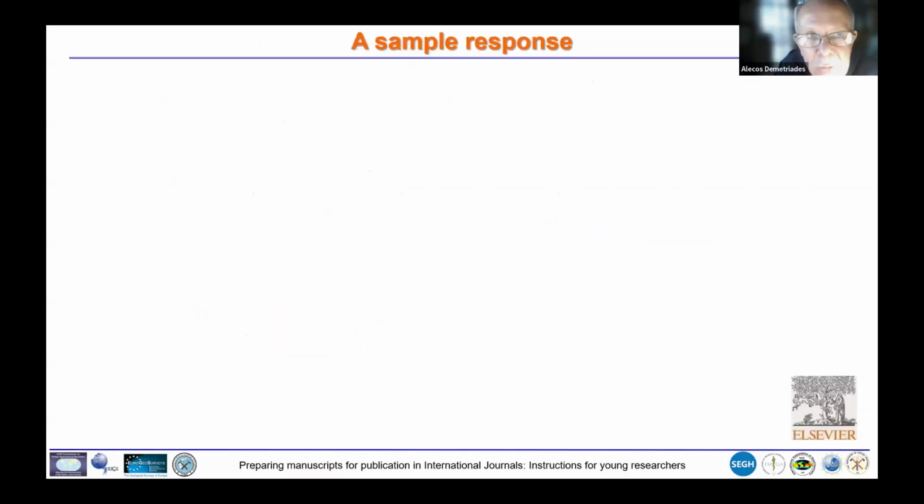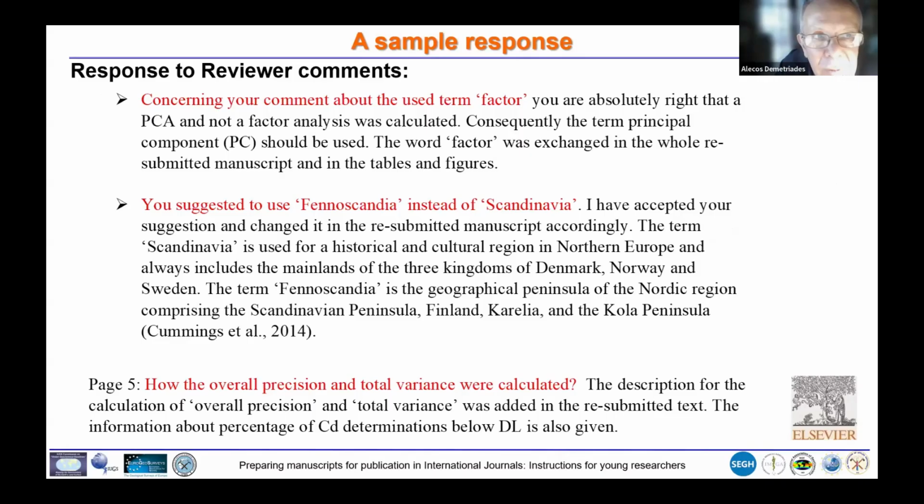A sample response. Say, concerning your comment about the use of the term factor, you are absolutely right that the PCA, not a factor analysis, was calculated. Consequently, the term principal component should be used. The word factor was exchanged in the whole resubmitted manuscript and in the tables and figures. You suggested to use Fennoscandian instead of Scandinavia. I have accepted your suggestion and changed it in the resubmitted manuscript accordingly.